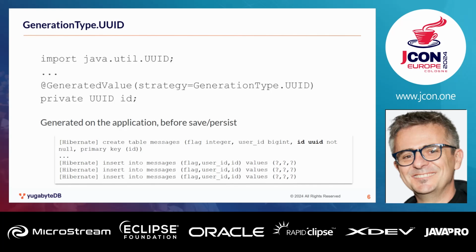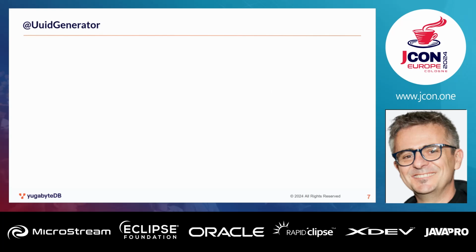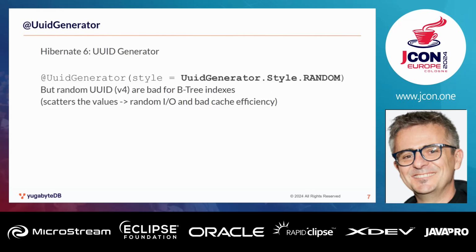And that's a good idea because in many cases, you want the identifier before it is persisted to the database. This is the reason why with a sequence, Hibernate first reads from the sequence before the insert. With the identity, Hibernate doesn't know the identifier before the insert. And you have different types of UUIDs, and in Hibernate 6, you can use the UUID generator to have different UUID generators.